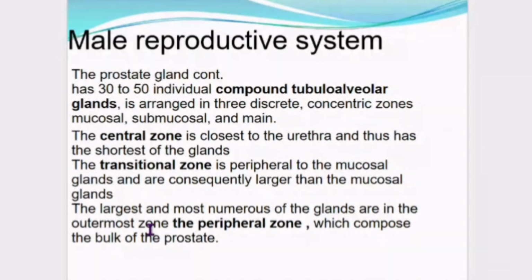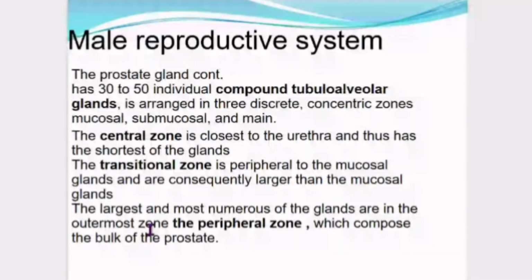So the central zone is the region that is closest to the urethra, and it has got the shortest mucosal glands, right? And then the transitional zone is just outside the central zone, and has got submucosal glands. And then the largest zone, you find it as the peripheral zone. It's got the largest glands again, and it's got the main glands of the prostate.